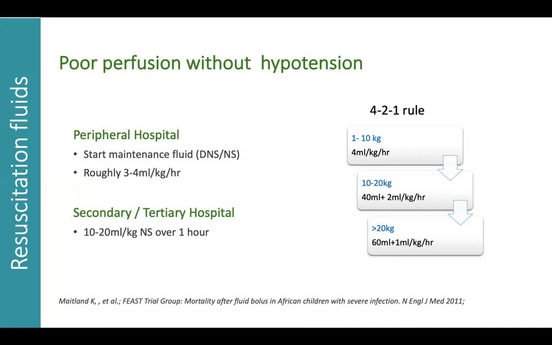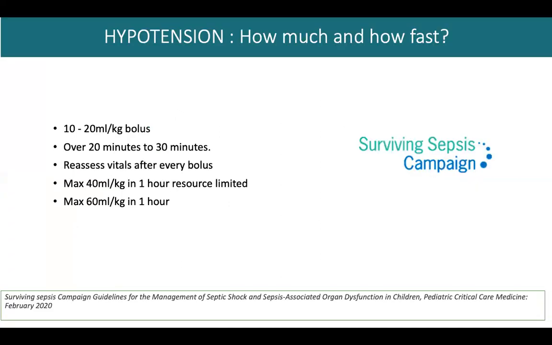So that is why they say that if you're working in a peripheral setup, especially without an ICU setup, if the child goes into pulmonary edema, you don't have methods to stabilize him. So that is why they said that you can start the fluid at just a maintenance, which would roughly come to 3 to 4 ml per kg per hour. Now, if the child is having a hypotensive shock, then the bolus is always 10 to 20 ml per kg, and the bolus is given over 20 to 30 minutes.